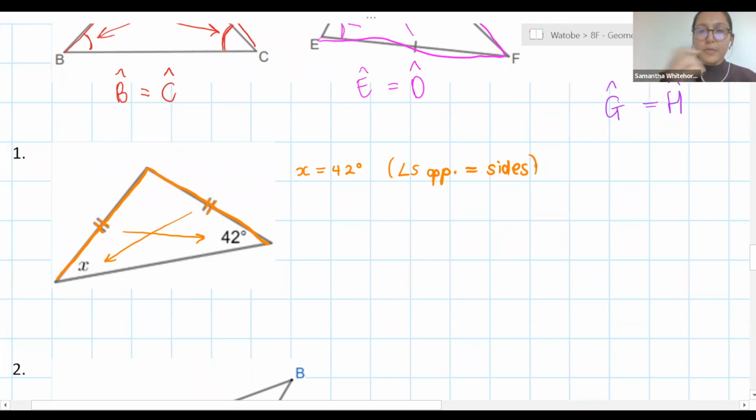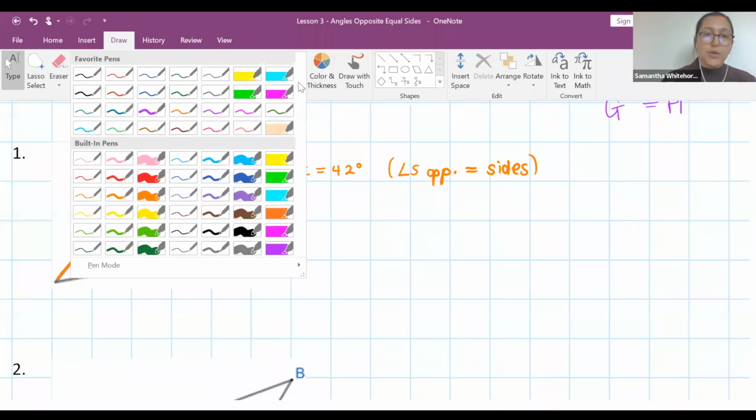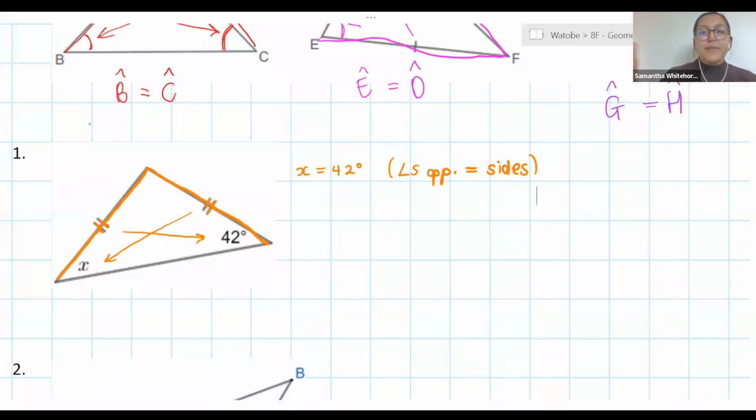Very importantly, guys, those of you that have spoken about similarity, and if you haven't, you can ignore me right now: the similarity symbol is three horizontal lines, whereas what we're doing here is an equal sign. So don't get those muddled up, all right? But here we know that x is equal to 42 because of angles opposite equal sides.